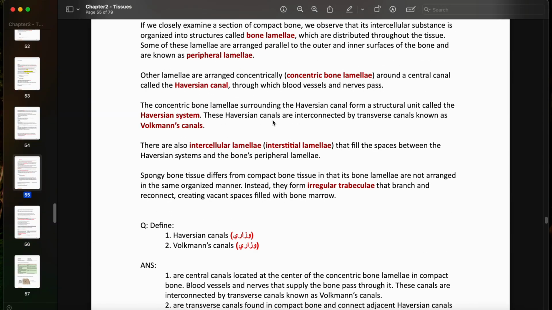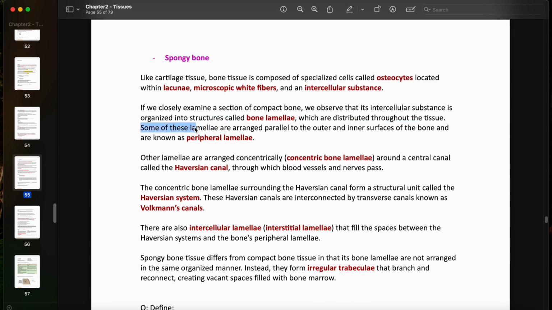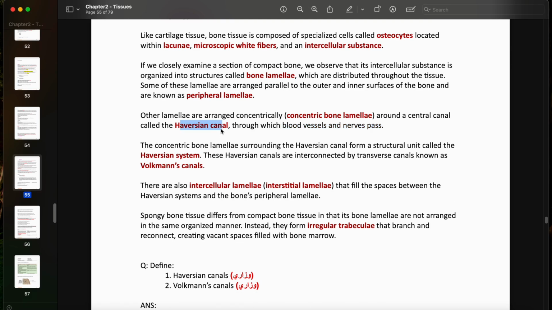But this is not the only type of lamella we have. Some of those lamellae are arranged parallel to the outer and inner surfaces of the bone, and they're known as the peripheral lamellae. But the others are arranged concentrically, as I said, concentric bone lamellae, around a central canal, and this canal is called the haversian canal, through which blood vessels and nerves pass. So the haversian canal allows the passage of blood vessels and nerves.